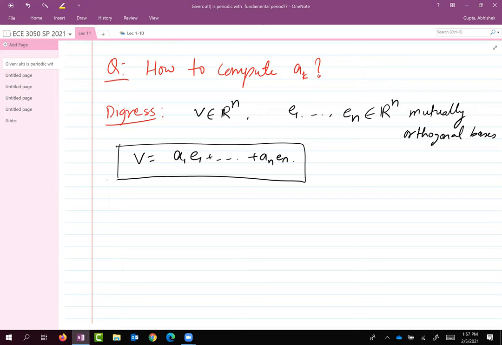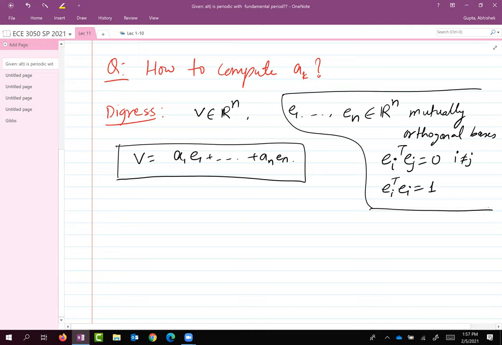Well, okay, fine. So what are mutually orthogonal bases? e_i transpose e_j equals zero for i not equal to j. And let's assume unit norm also: e_i transpose e_i equals 1, which means that e_i is an orthonormal basis. The norm of e_i is equal to 1. This is the definition of orthonormal basis. Let's just take my word for it that any vector V in R^n could be written in the form of a_1 e_1 all the way up to a_n e_n. And the question is, how do I compute the value of a_k in this situation?